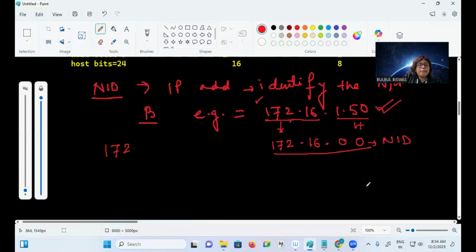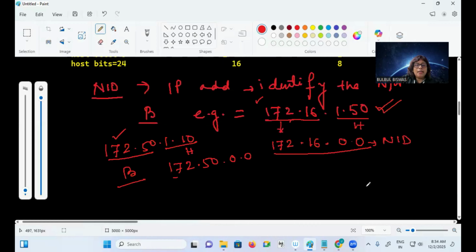I'm giving you another example: 172.50.1.10. Here also, just first check which class it is. You can see 172 means it is class B. If it is class B, then the first two octets are network, which we cannot change, so I will keep them as they are. Now, these are the host part. In the host part, I will put 0. And this is nothing but the network ID of this host. That means this host belongs to this network.